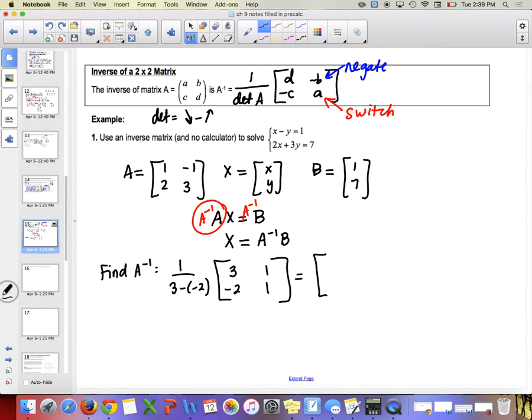So I have a 1/5, and I'm going to multiply it into every single thing. So I'll have 3/5, 1/5, -2/5, and 1/5. If you are scared of fractions, as some of you just admitted that you are, you can leave the 1/5 out front until the very end. So we're finding this A inverse, which is 3/5, 1/5, -2/5, 1/5, and we're going to multiply by B, 1/7.